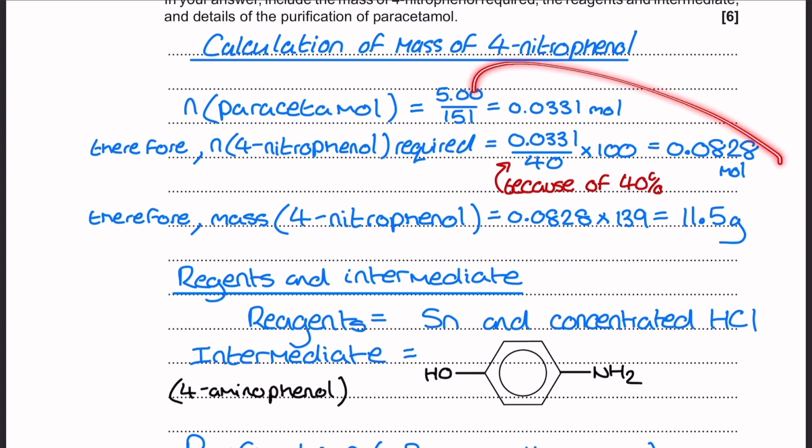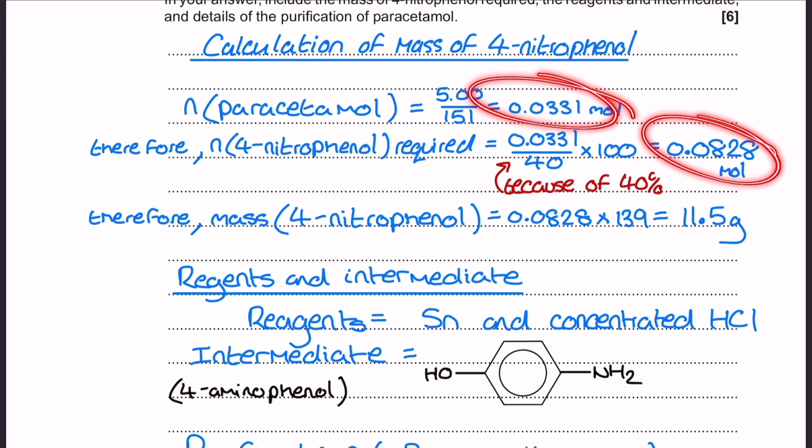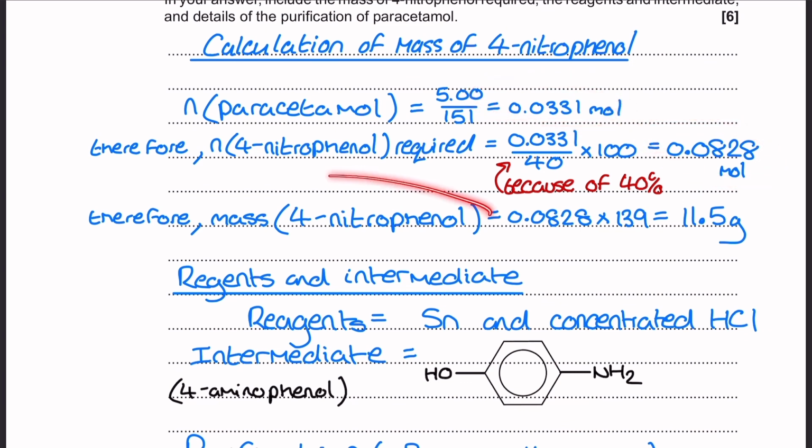Even though they're in a 1-to-1 ratio in the reaction equation, they're not a 1-to-1 ratio here, are they? And that's because of that 40% conversion. Therefore, the mass of the 4-nitrophenol I need is going to be this scaled up mole value multiplied by the molar mass of the 4-nitrophenol to give me 11.5 grams.